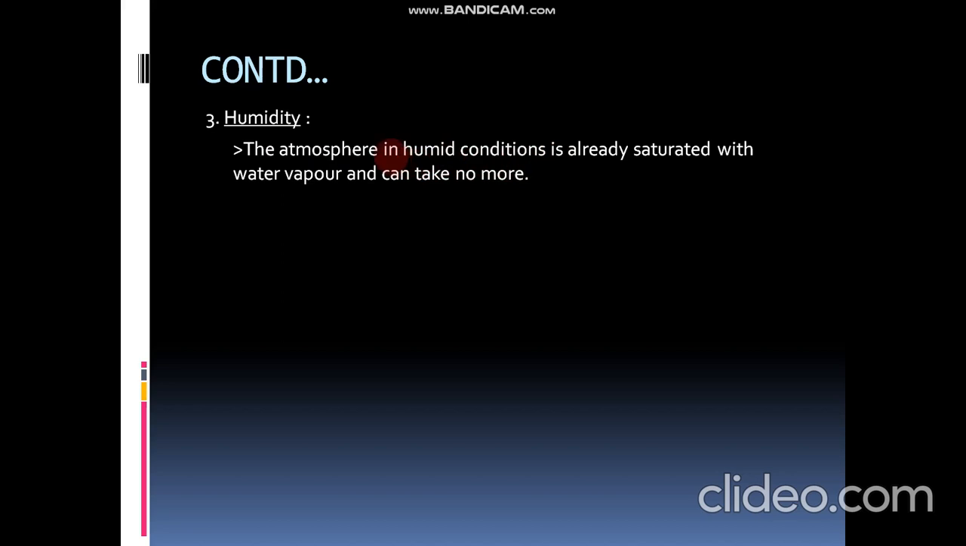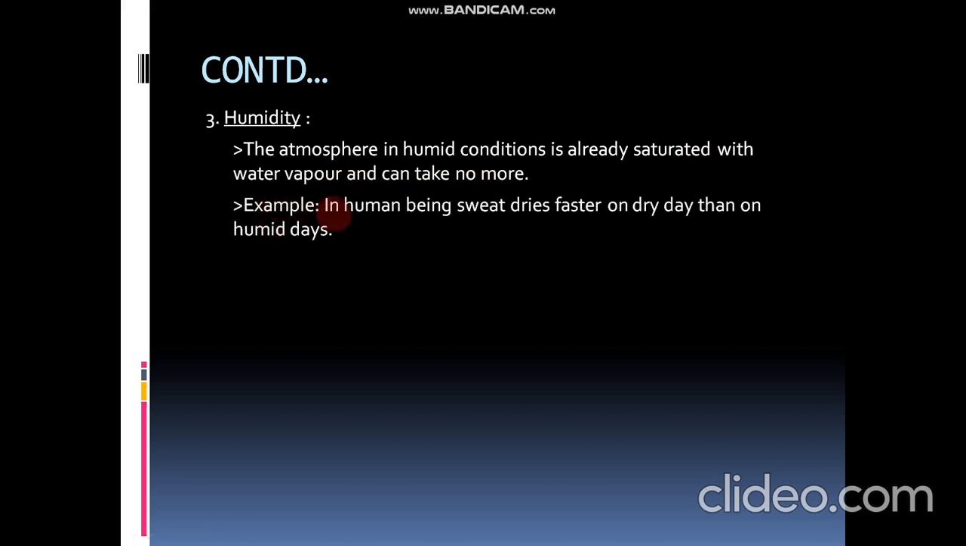An atmosphere in humid condition is already saturated with water vapor and can take no more. During very high humidity there is almost complete failure of transpiration, because the atmosphere already has enough water vapor; it is saturated, and there is no more transpiration. Example, in human beings, sweat dries faster on a dry day than on a humid day. During a dry day, sweating happens and the sweat water dries faster than on a humid day.